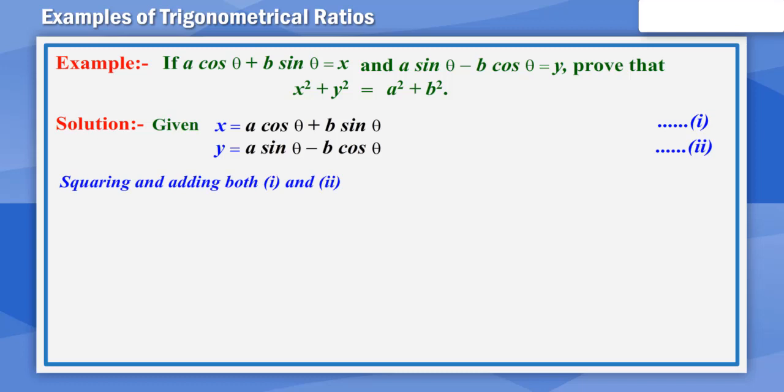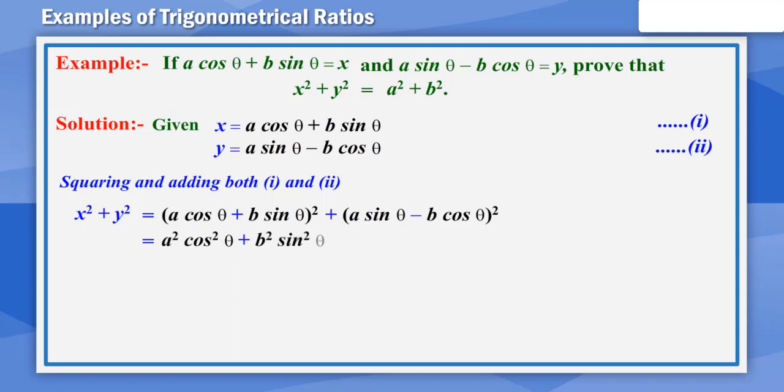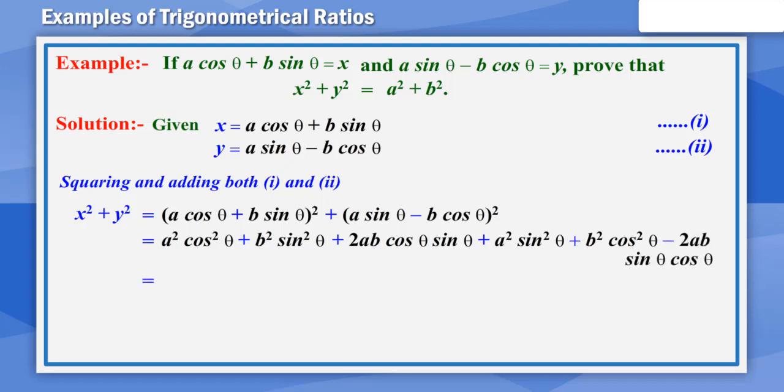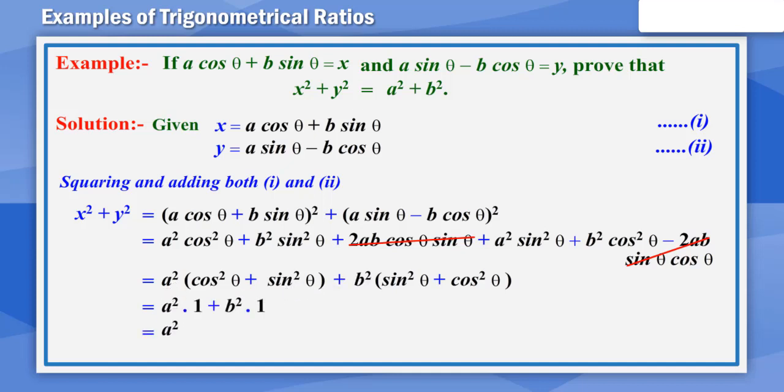Squaring and adding both first and second, we get X square plus Y square is equal to A cos theta plus B sin theta whole square plus A sine theta minus B cos theta whole square is equal to, applying the formula of a plus b whole square, a square cos square theta plus b square sine square theta plus twice ab cos theta sine theta plus a square sine square theta plus b square cos square theta minus 2ab sine theta cos theta. This is equal to, here twice ab cos theta sine theta gets cancelled, and taking a square common inside the bracket we'll have cos square theta plus sine square theta, plus taking b square common inside the bracket we'll have sine square theta plus cos square theta. This is equal to a square into 1 plus b square into 1 is equal to a square plus b square.